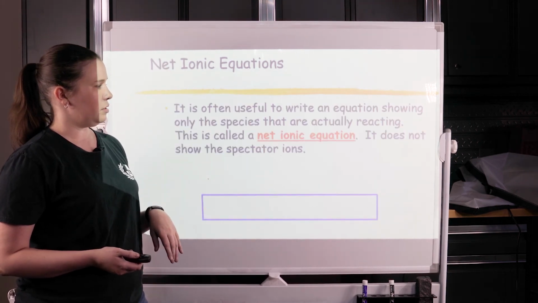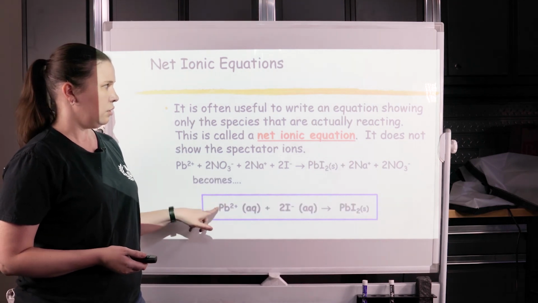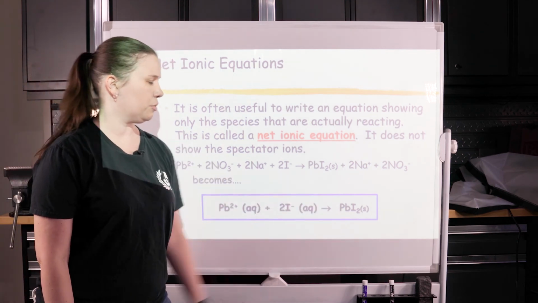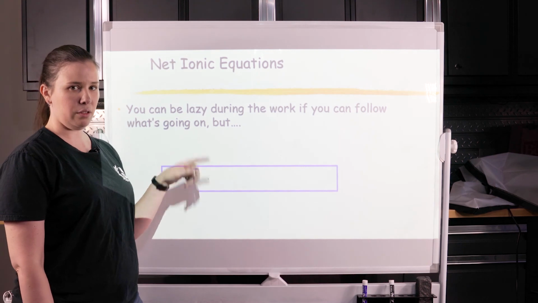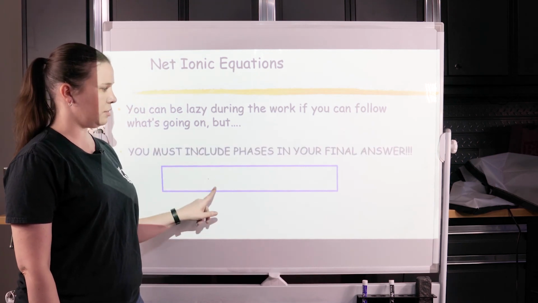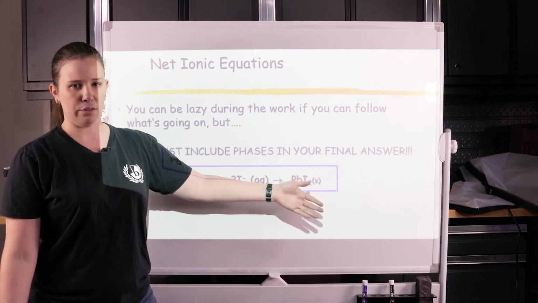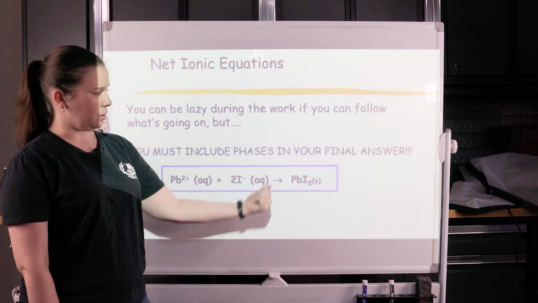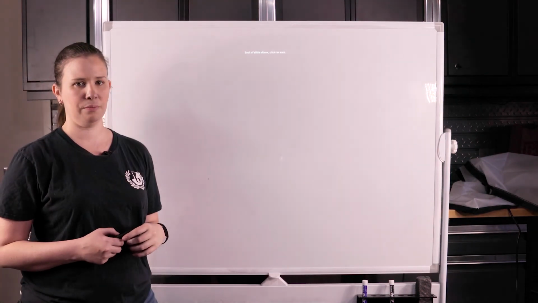So when you cancel those spectator ions out, we get that final total equation, or net equation, where the ions form the compound. You want to make sure at the very end, even though if you're lazy along the way, that you include your phases in the final answer. If everything was aqueous, everything would have canceled out. So the phases are actually really important. So we've got our aqueous ions forming our solid compound for our final net ionic equation.